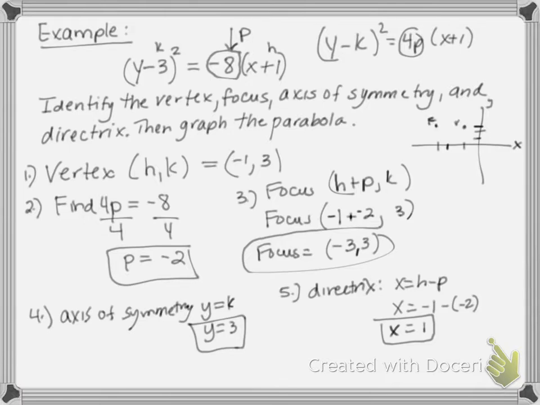And remember, since the focus has to be inside the cup, your graph is going to look something like that. And if you want to graph the directrix, it's at 1. So we can put a line going through the directrix. That's the directrix, x equals 1. And then you have the axis of symmetry, and the axis of symmetry goes straight through the vertex. So the axis of symmetry is in red, and it's just going straight through the vertex. Okay, and that's all you need to do for that one.